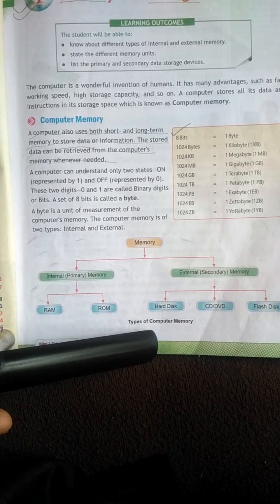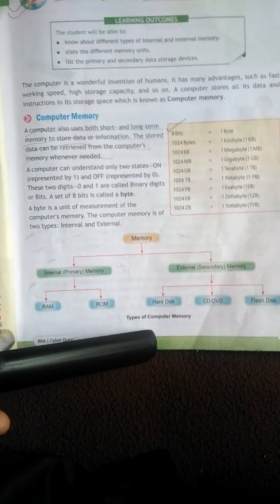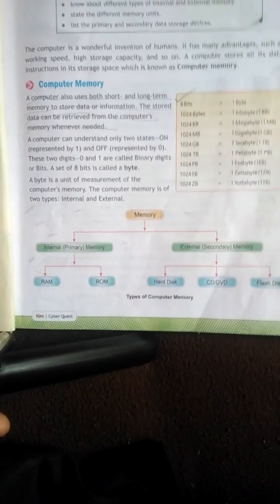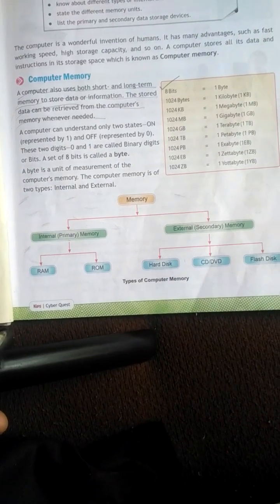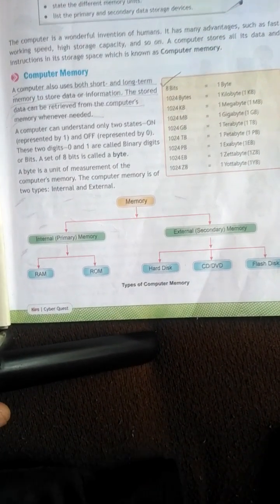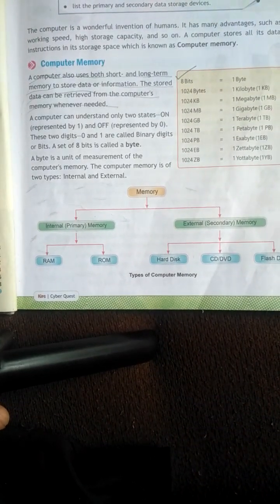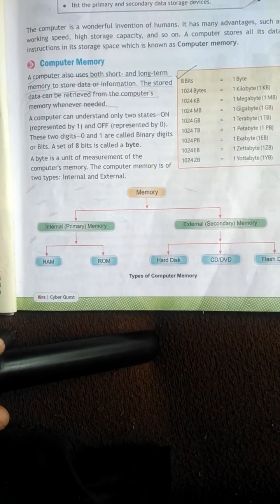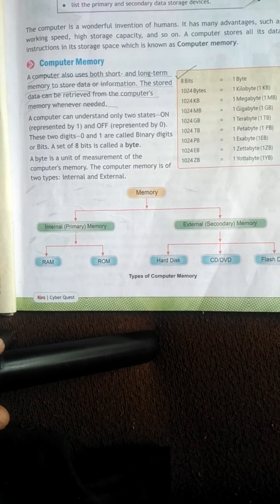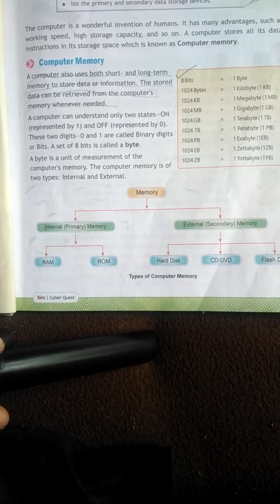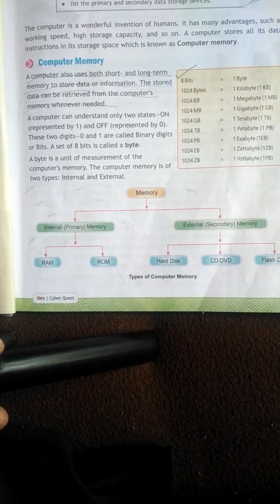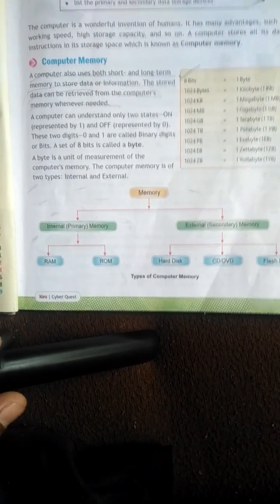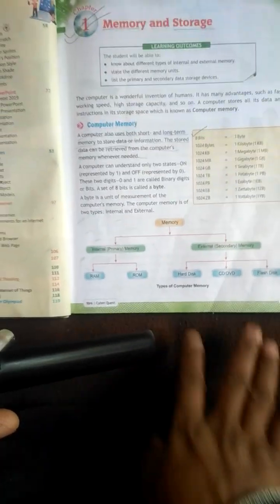Computer memory is of two types, internal and external, as you can see in this flow diagram. Memory is divided into two parts. The first one is internal memory and the other is external memory. Internal memory has two types: one is RAM and the other is ROM. Apart from this, the external memory includes the hard disk, CD or DVD, or flash disk. So here you can see the types of computer memories. Let's turn to the next page.